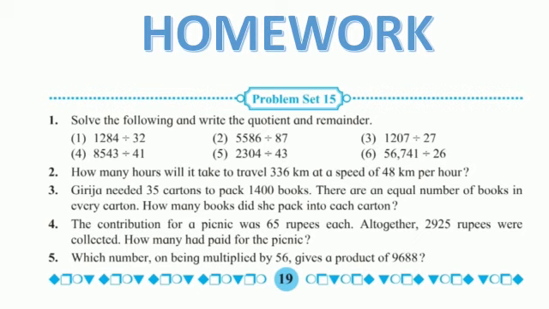Next is students, it's your homework. So homework is problem set 15. Question number 1 is solve the following and write the quotient and remainder. So from this question number 1 I have explained your first and second one. Third, fourth, fifth, sixth you have to solve it on your own. Question number 2 I have solved it and I have explained you all. Question number 3, 4, 5 you have to do it on your own.